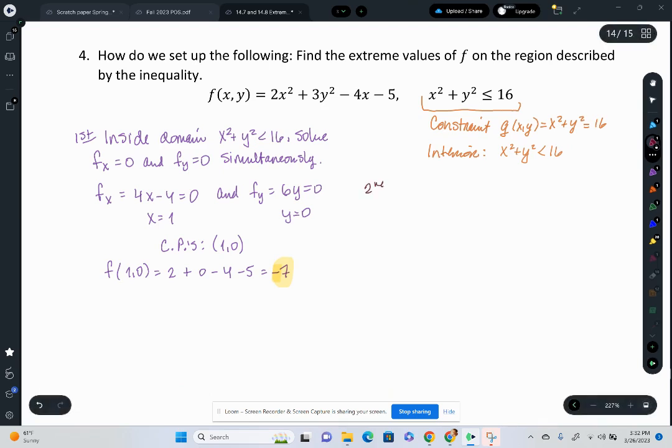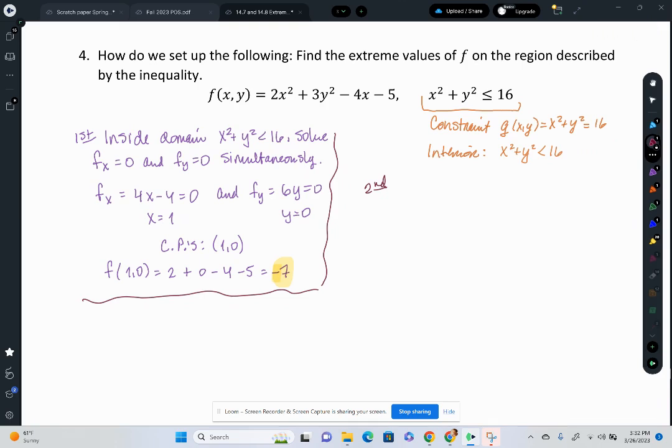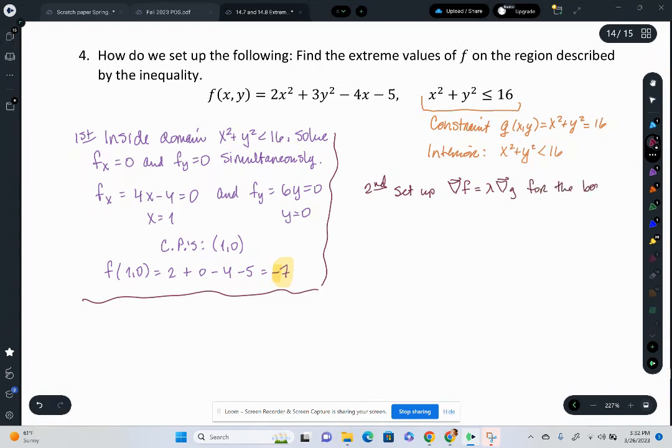Okay, so second, let's just block this off. We're going to set up the gradient of f is equal to lambda times the gradient of g for the boundary, or for the border, where g of x,y is equal to x squared plus y squared equals 16.